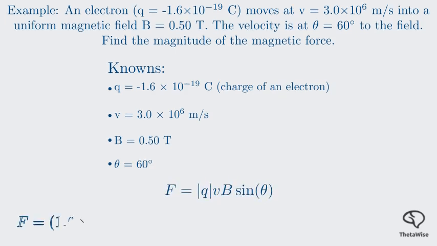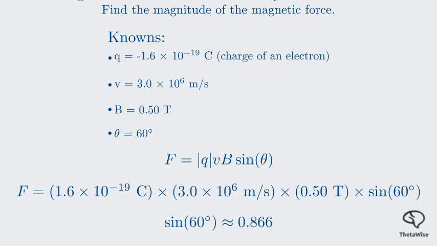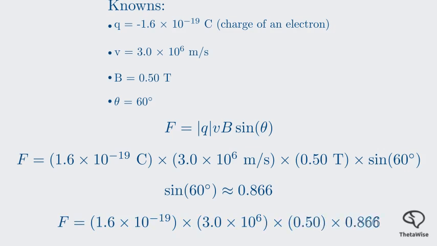Now, let's plug in all our values. F equals the absolute value of negative 1.6 times 10 to the negative 19th coulombs, times 3 times 10 to the 6th meters per second, times 0.5 Tesla times the sine of 60 degrees. The sine of 60 degrees is approximately 0.866. Let's do the calculation step by step. F equals the absolute value of the charge, times 3 times 10 to the 6th, times 0.5, times 0.866.